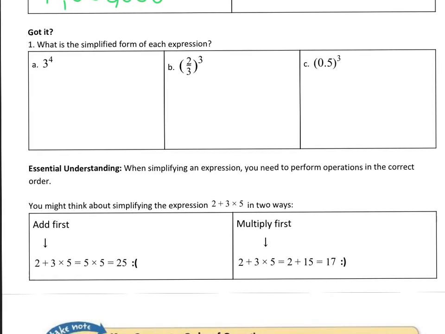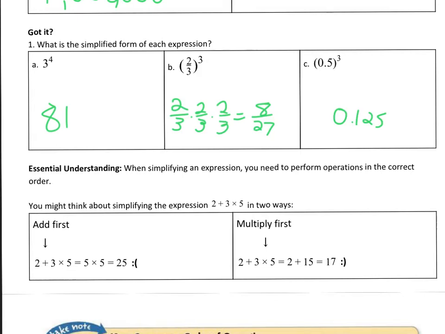So these got it questions are a good chance for you to stop, pause the video, work through them, and then I will show you my work, and I'll show you the answers and I'll explain my answers. So I won't really show me working through it, but I will show the answers and how I got there. So pause the video. In a few seconds, I'm going to show you my solutions.